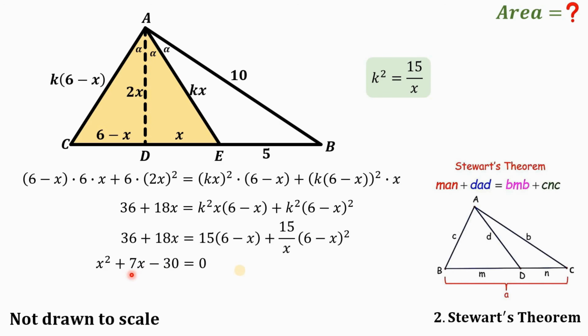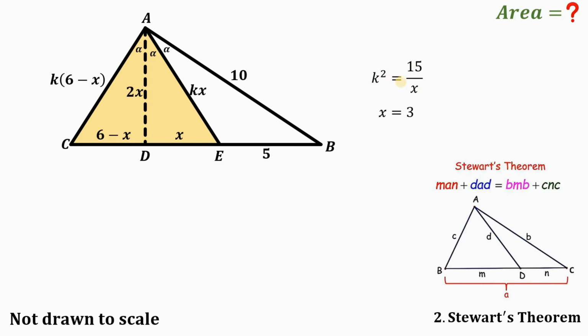We have x squared plus 7x minus 30 equals 0. Factor this equation, we have x minus 3 and x plus 10. Now, we don't care about the negative value of x. In short, x cannot be equal to negative 10. Therefore, x is simply equal to 3. Now, since x equals 3 and k squared equals 15 over x, we can say that k squared equals 15 over 3, or 5, and the value of k is simply equal to the square root of 5.